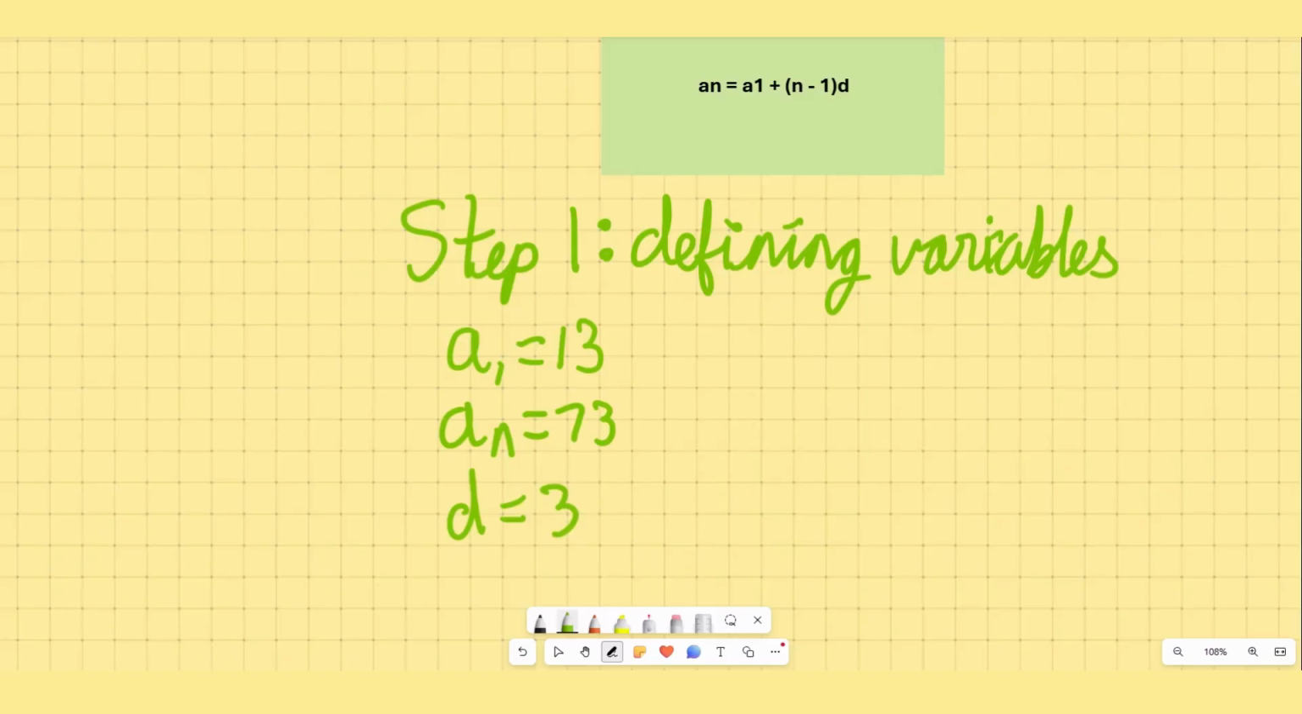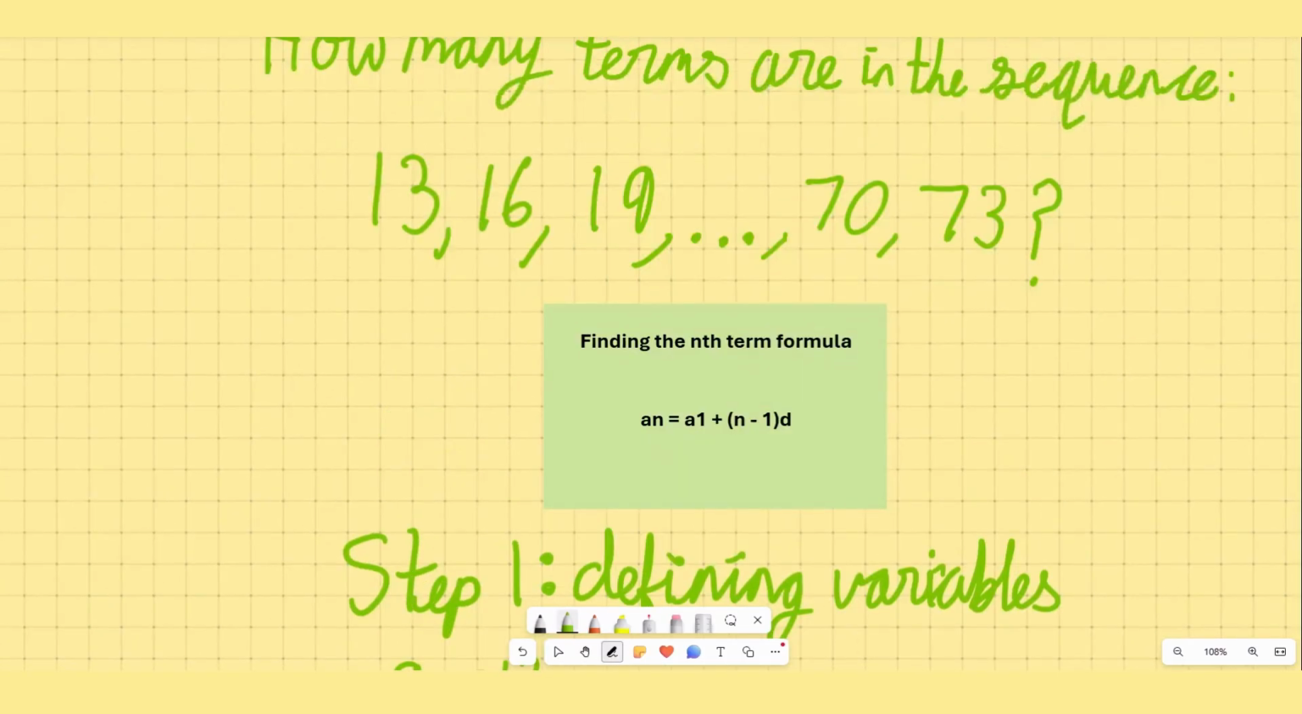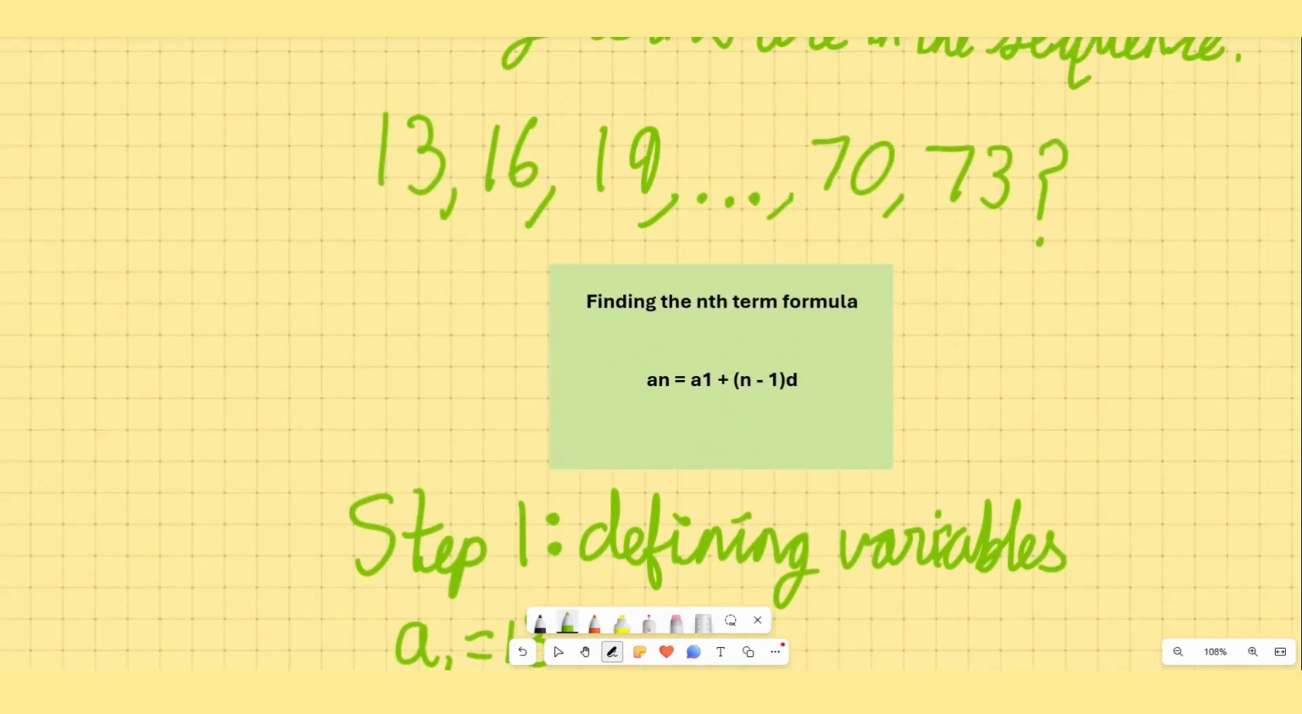So how does defining variables contribute to solving this problem? Defining these variables allows us to plug these values in and isolate the variable n, which gives us the answer of how many terms are in the sequence. Assuming that 73 is the nth term, if we find which term 73 is, we will know how many terms are in the sequence because it is the last term. So if 73 is the 40th term, there'd be 40 terms in the sequence.